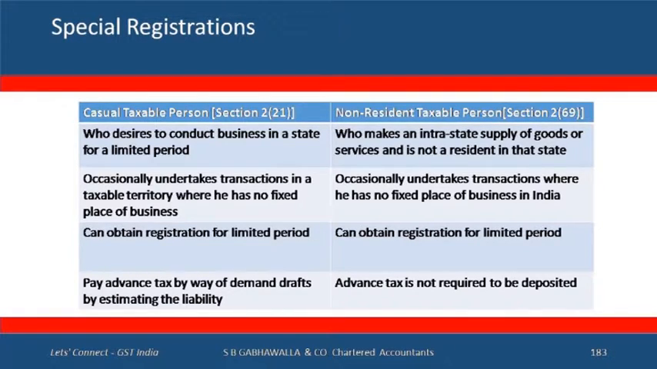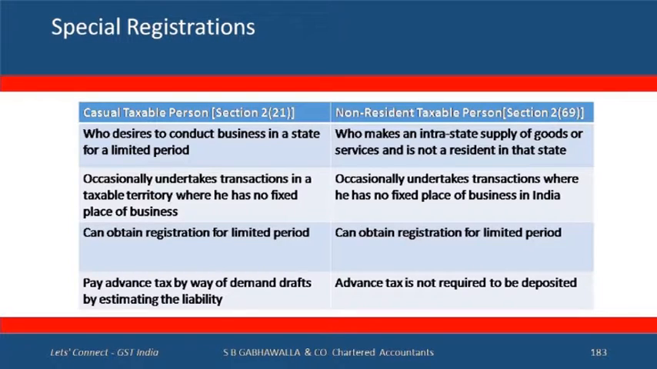Yeah. So a taxable casual person is someone who desires to conduct business in a state for a limited period. Basically, he occasionally undertakes transactions in a taxable territory where he has no fixed place of business. On the other hand, a non-resident taxable person is someone who makes an intrastate supply of goods or services and is not a resident in that state. He occasionally undertakes transactions where he has no fixed place of business in India.